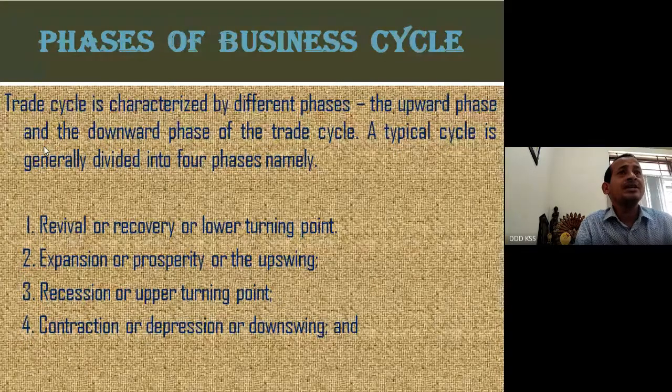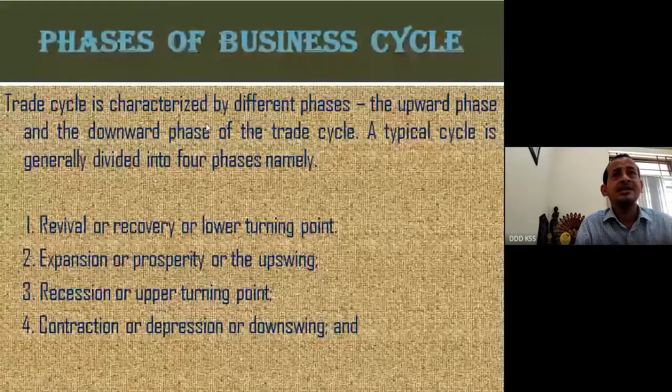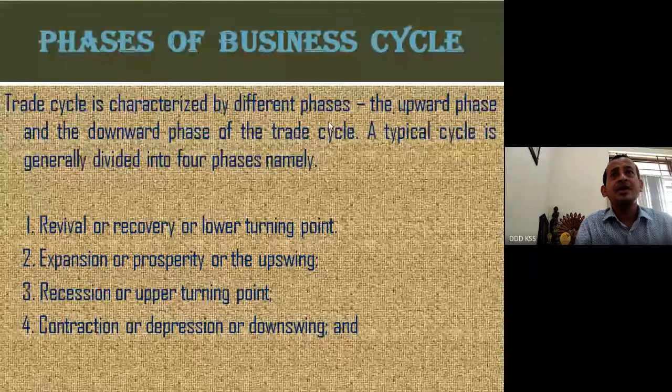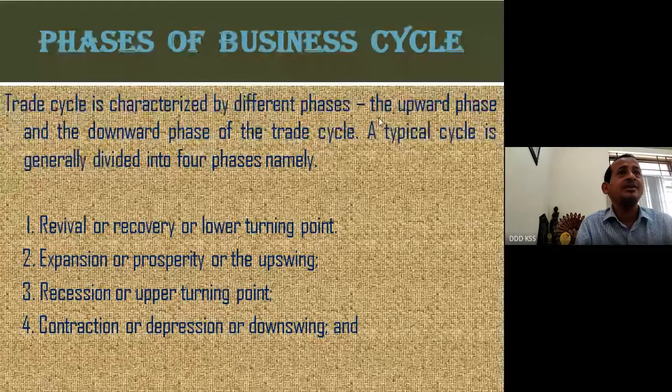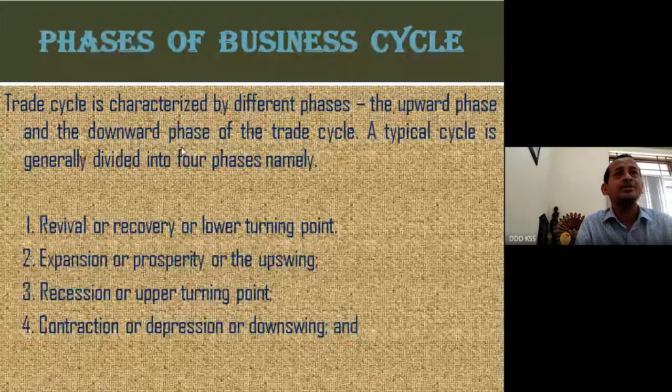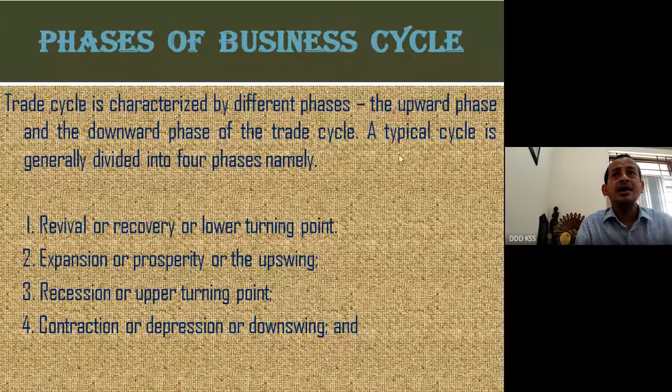Trade cycle is characterized by different phases, the upward phase and downward phase. Broadly, upward phase and downward phase of the trade cycle. A typical cycle is generally divided into four phases. As I already mentioned, a business cycle is generally categorized into four phases, or phases of business cycle can be defined in four ways.